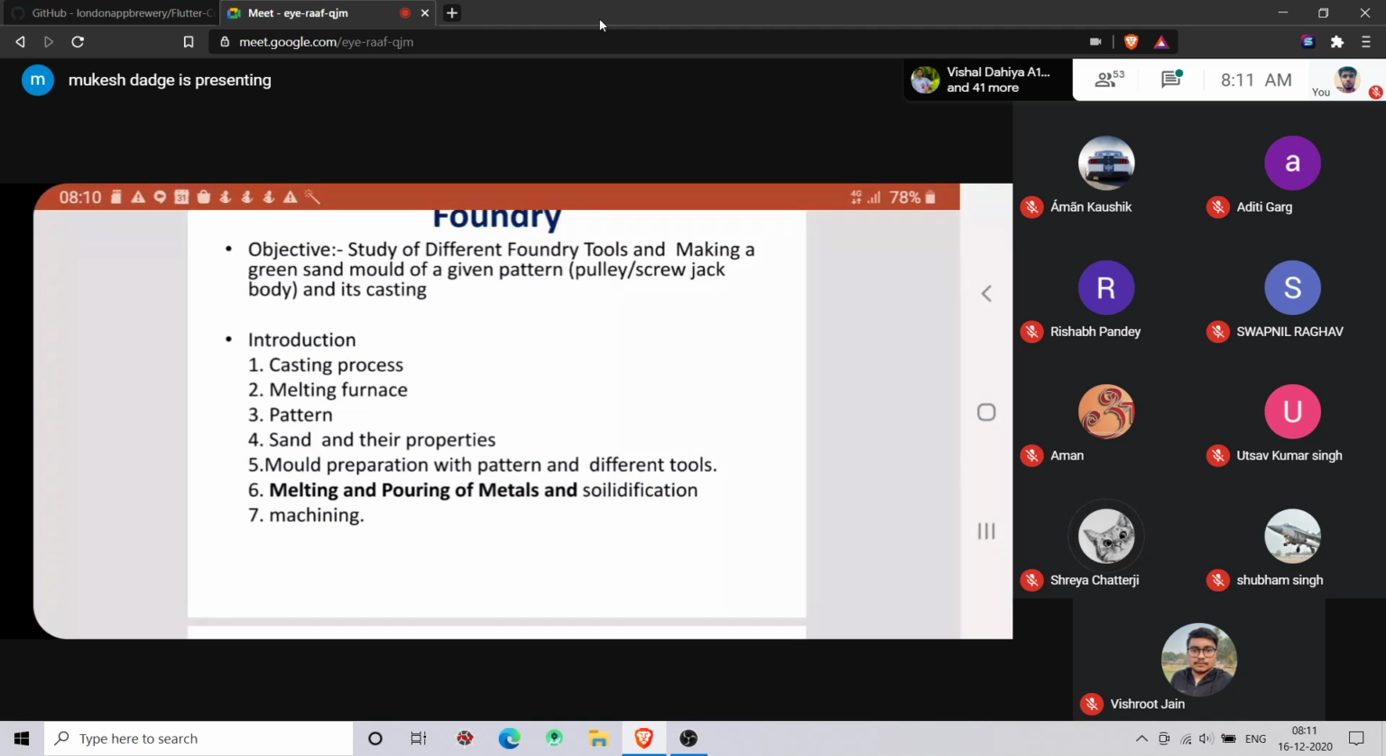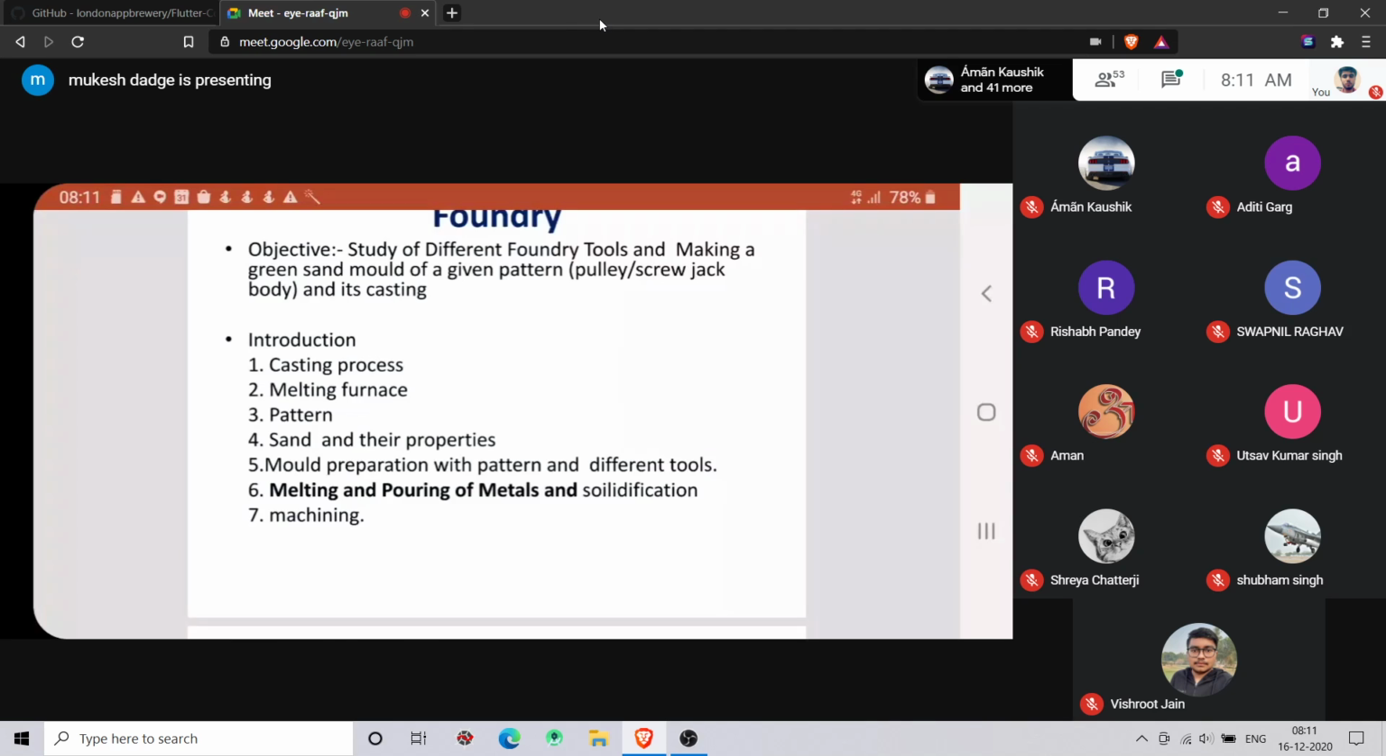After that, machining is there. Generally, machining is done in another lab, to get the final product. So our objective is to get the cast product in the foundry lab.